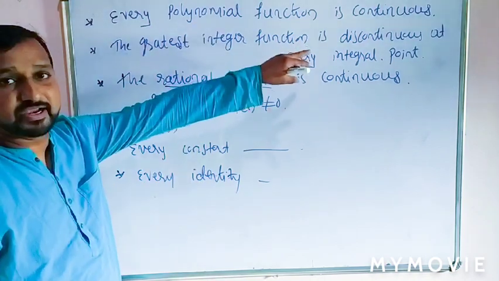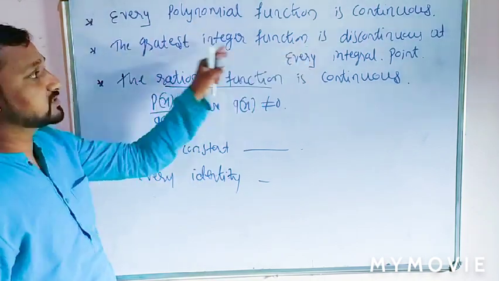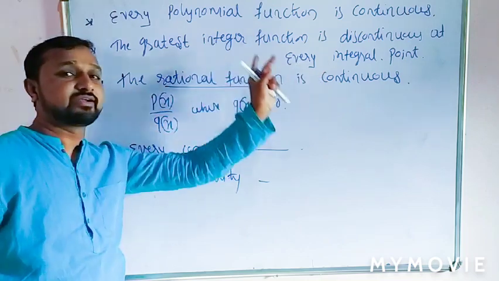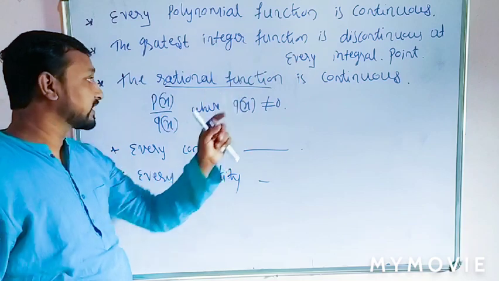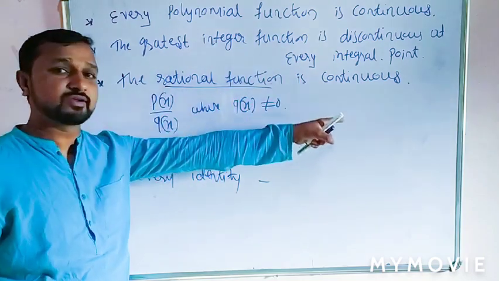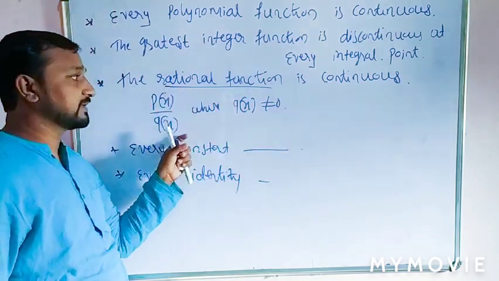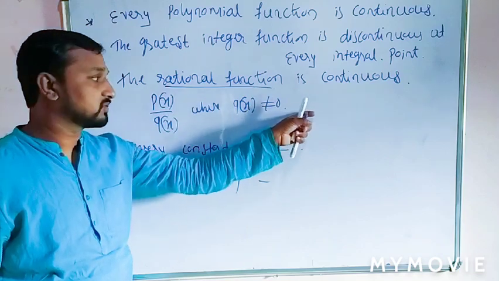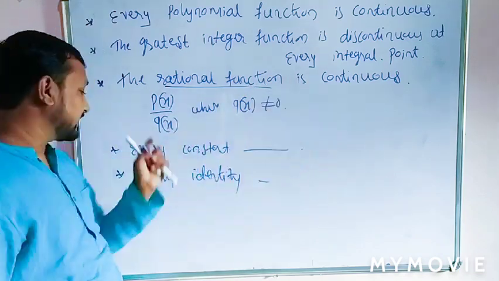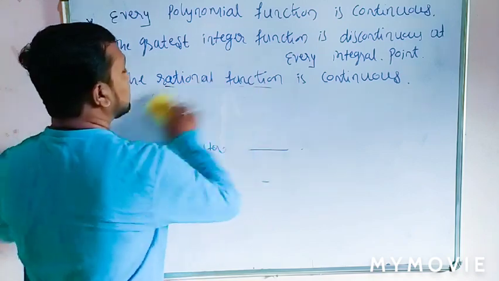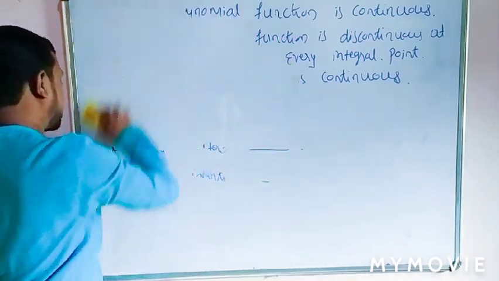Every polynomial function is continuous, and the greatest integer function is discontinuous at every integral point, because the value is the greatest integer less than or equal to x. That's why. And every rational function is continuous, that is P of x by Q of x, where Q of x is not equal to 0. This is the definition. And every constant function is also continuous, and every identity function is also continuous. Students, these are the important points.